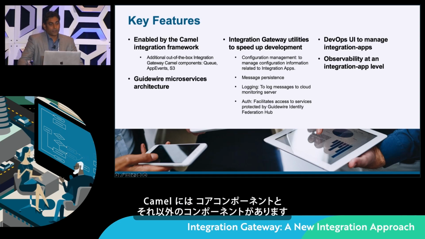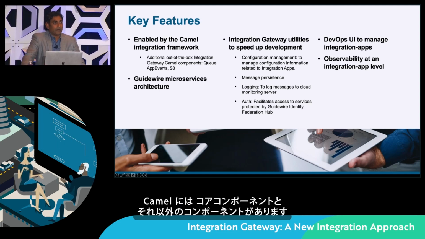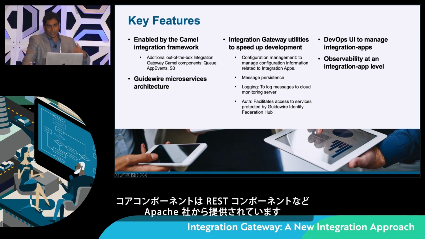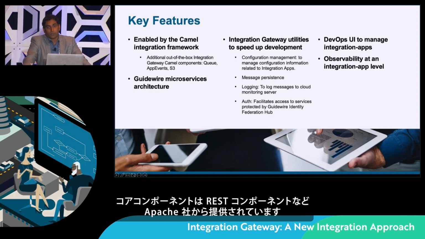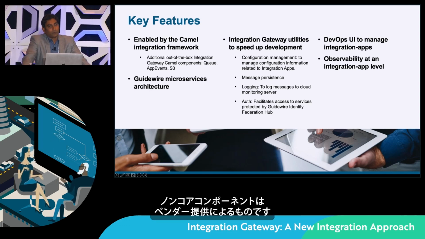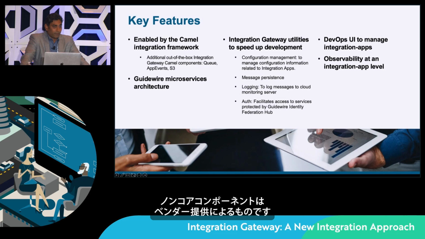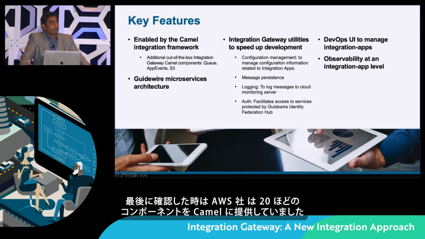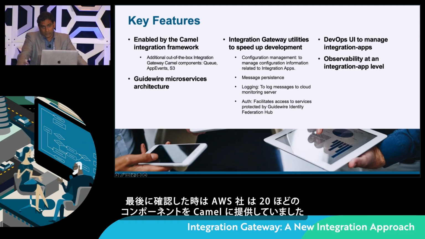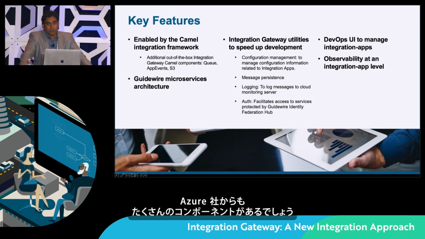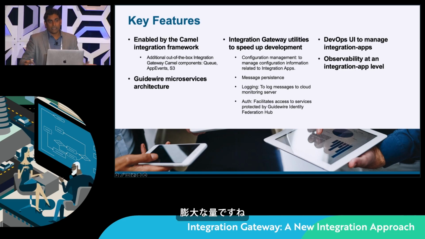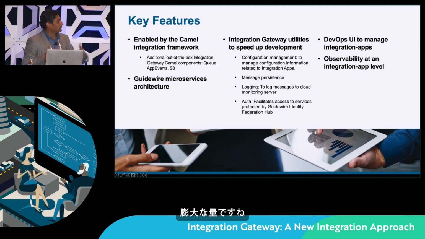Camel provides core and non-core components. Core components come from Apache, like the REST component and so on. Then you have non-core components, which are built by vendors. Like, the last I checked, AWS has about 20 components contributed to Camel. Azure has, I don't know, a bunch of components, right? So it's vast, it's big.